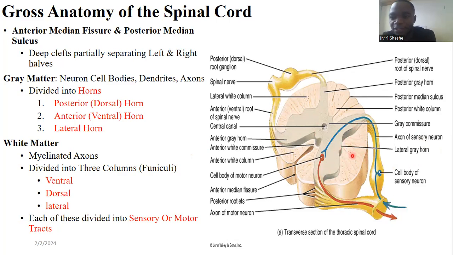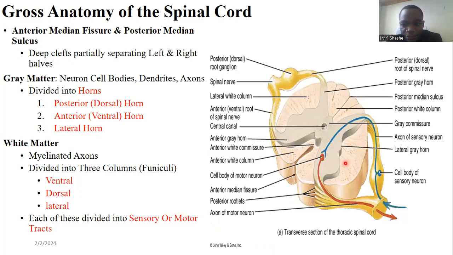It also supplies the digestive system, to control motility of the digestive system and glands in the digestive system. Remember that sympathetic and parasympathetic perform under subconscious control. But the origin of those nerves is from the lateral horns. Okay.